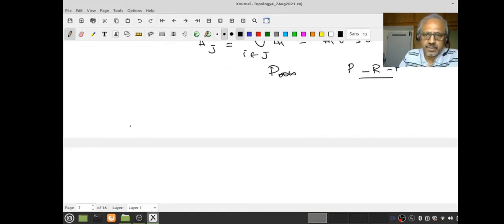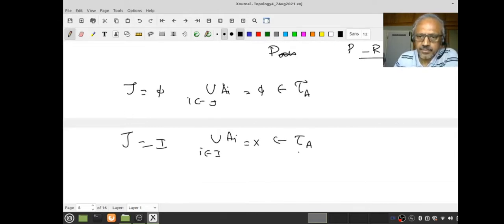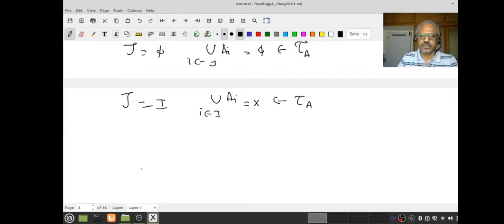So as I said, if I take J equal to the empty set, then the union over I in J is the empty set, therefore it belongs to tau A. And similarly, if I take J equal to all of I, then remember it's a partition, therefore the union is X, so that also belongs to tau of A. You follow that? So the first condition is met. What is the second condition?